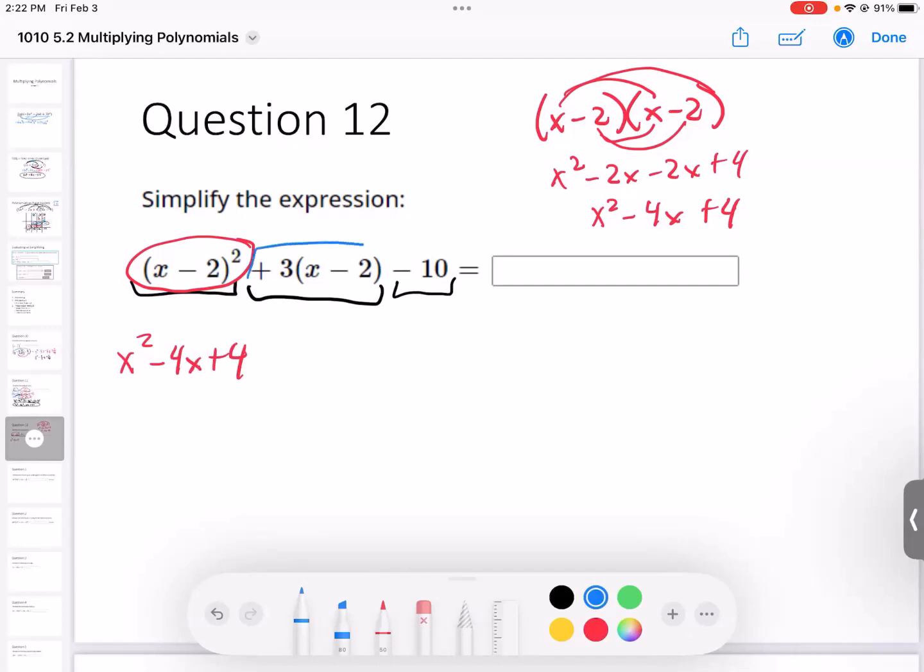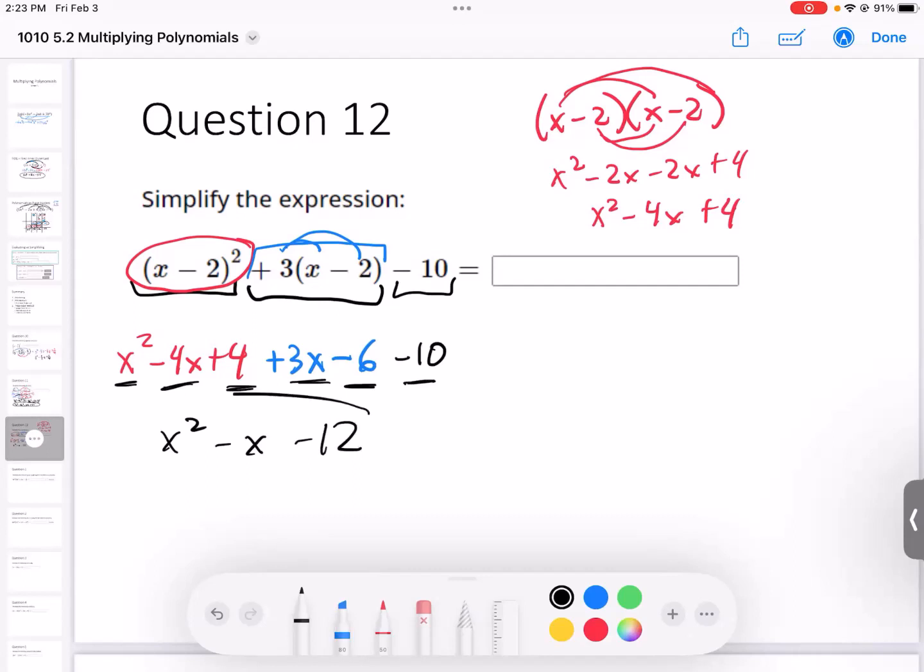And then for this part, if I distribute a positive 3 to the x and the minus 2, I'll get plus 3x minus 6. And then I have the minus 10 for my very last term. And then some of these terms are like terms, so we could combine them. There's only one x squared, so that will just be x squared. And then negative 4x plus 3x is negative x. And 4 minus 6 is negative 2. And negative 10 is negative 12. And so that is the simplified version of this expression.